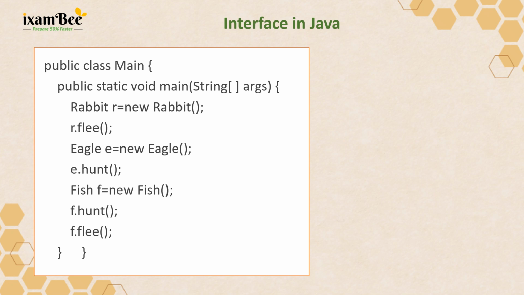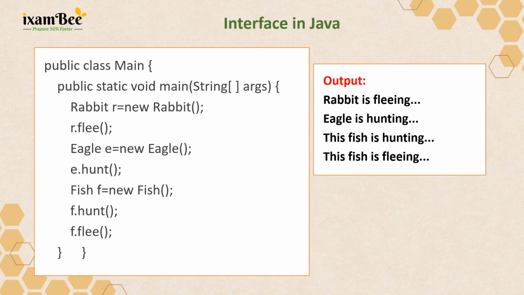In the main class, we are creating a rabbit object R, and then we are calling the function flee with R. We are creating an eagle object and we are calling the hunt function with the E object. We are creating a fish object and we are calling both the functions hunt and flee with the F object. The output is what you see on the screen. So this is how we can have interfaces implemented in Java.